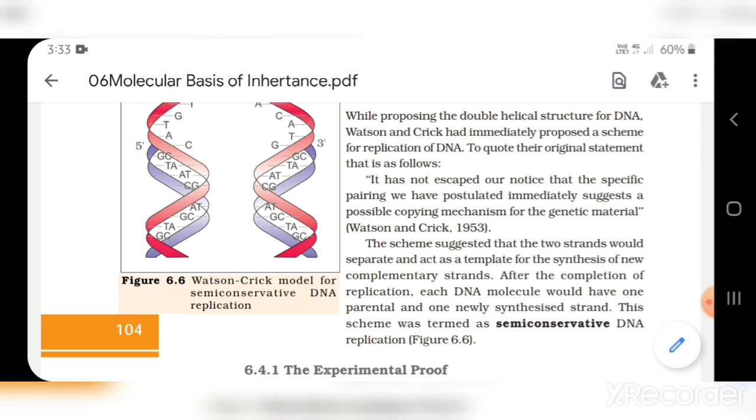The two strands of the DNA molecule unwind and separate from each other in a zipper fashion. This occurs due to the breakage of the weak hydrogen bonds which connect the nitrogenous bases, that is adenine, guanine, thymine and cytosine. Now all the strands act as a template. What is a template? A template is a mother strand from which a new strand will be produced. So each strand acts as a template for the synthesis of the new strand.